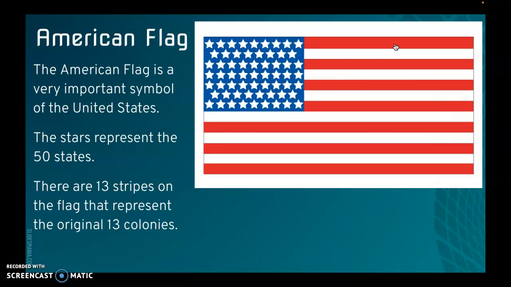So here, one of the important symbols is the American flag. The American flag is a very important symbol of the United States. Say it with me. The American flag is a symbol. One more time. The American flag is a symbol. Very good. The stars represent the 50 states. There are 13 stripes on the flag that represent the 13 original colonies. So again, the American flag is a symbol.